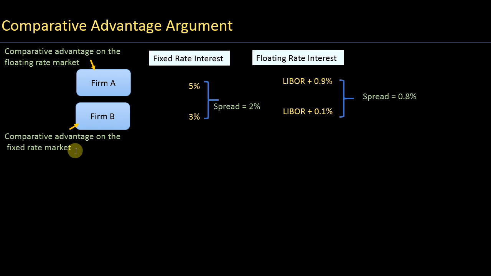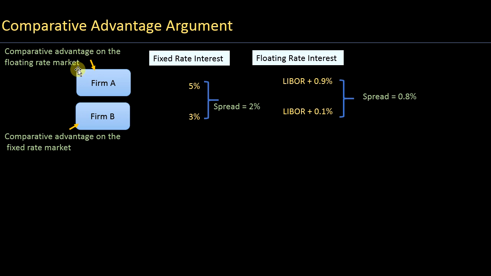Now in the same way we can use the same argument to say that firm A has a comparative advantage on the floating rate market. In other words, of course firm A has to pay more than firm B in both markets. But in the fixed rate market, firm A has to pay 2% more than firm B. But in the floating rate market, firm A has to only pay 0.8% more than firm B. So we say that firm A has a comparative advantage on the floating rate market.